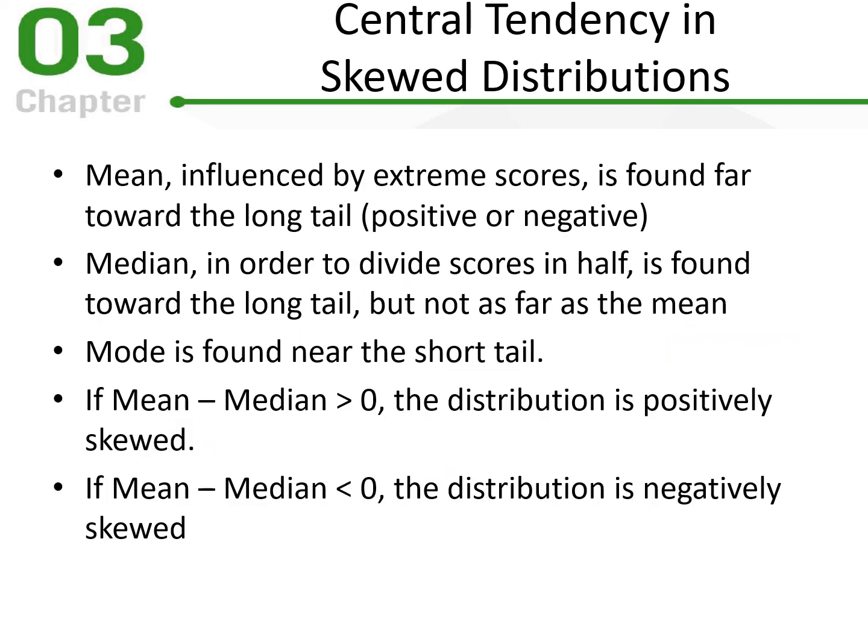So if you look at a skew distribution, the mean is always pulled in the direction of the skew. The median is always more towards the middle, not as extreme as the mean. In the skew distribution, it's more towards the mode. It's closer to the mode. It's going in that direction towards the mode. The mode is generally found in the shorter tail, where the peak is. So wherever you see the peak of the curve, that's the mode. And if the mean is greater than the median, the distribution is positively skewed. If the mean is less than the median, the distribution is negatively skewed.